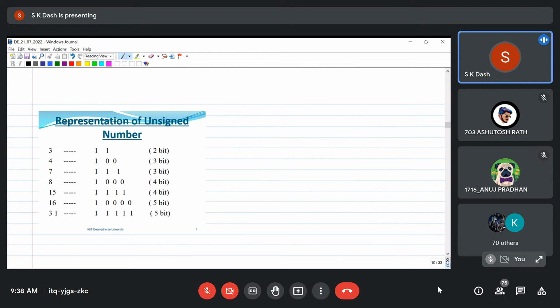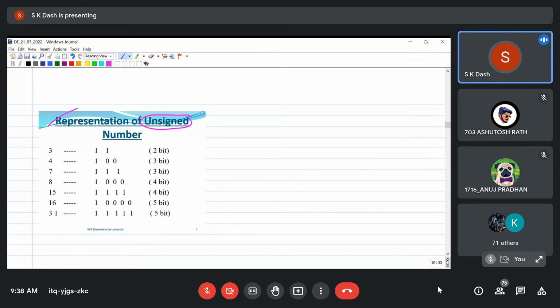Okay. Now let us understand some other basic steps. This is again the same thing we already discussed: the representation of unsigned numbers. That means whenever we convert a decimal number into a binary number, have we discussed any signs, positive sign or negative sign? No, sir, we have not discussed that here. So no sign means it is called an unsigned number.